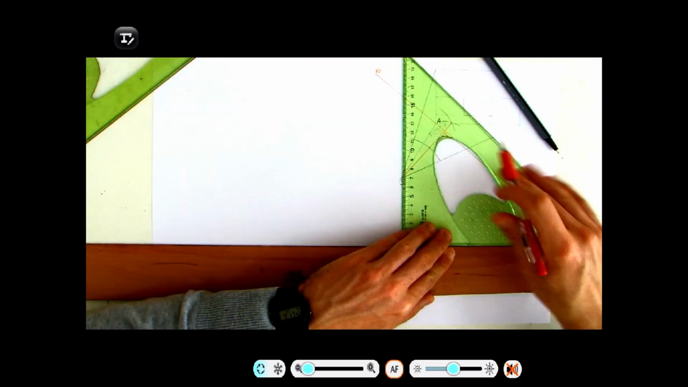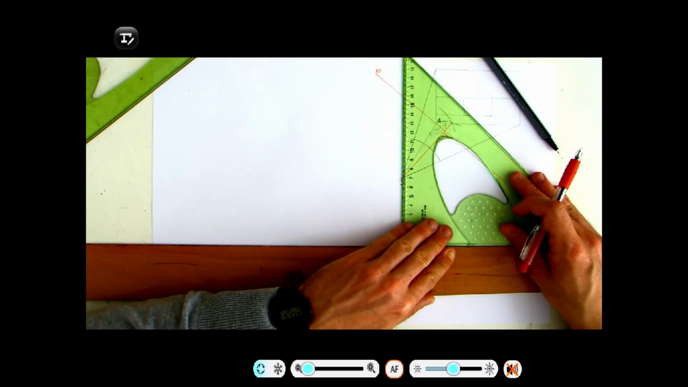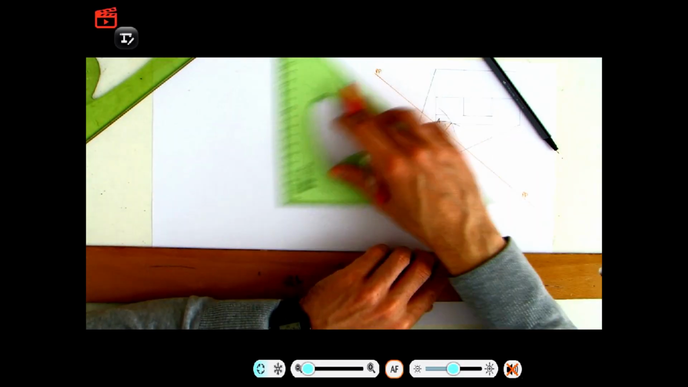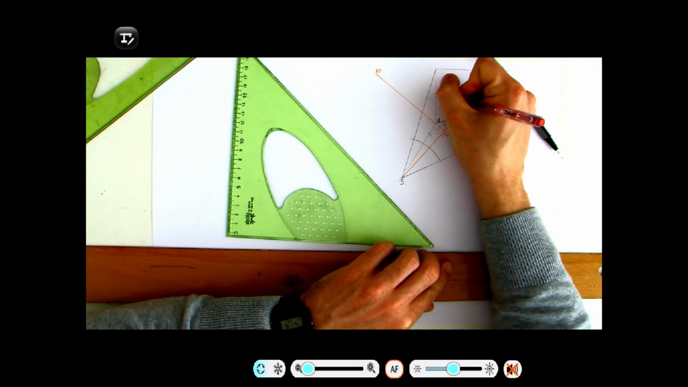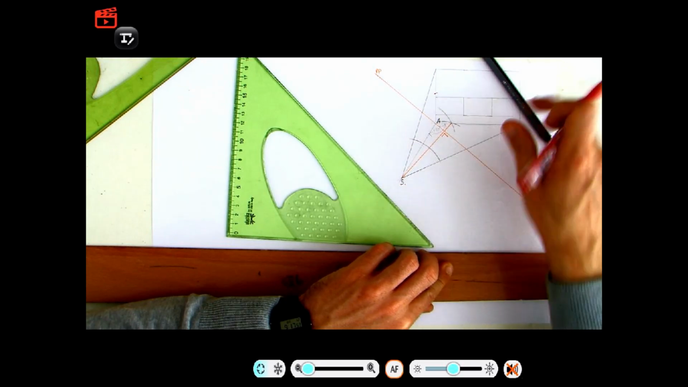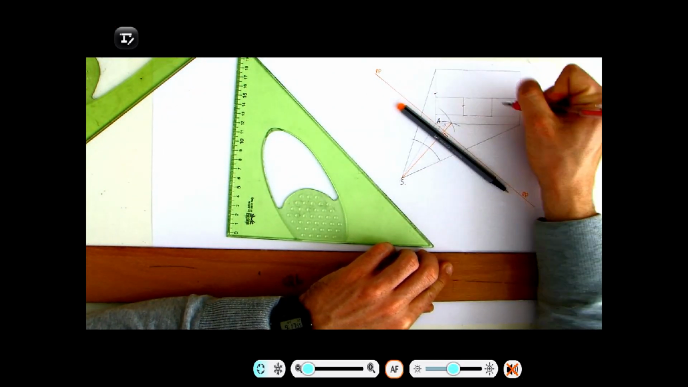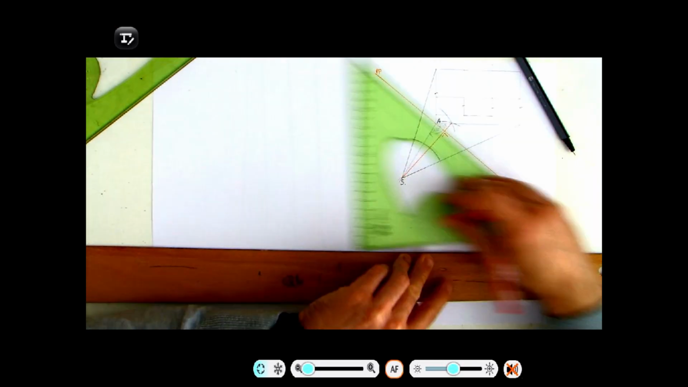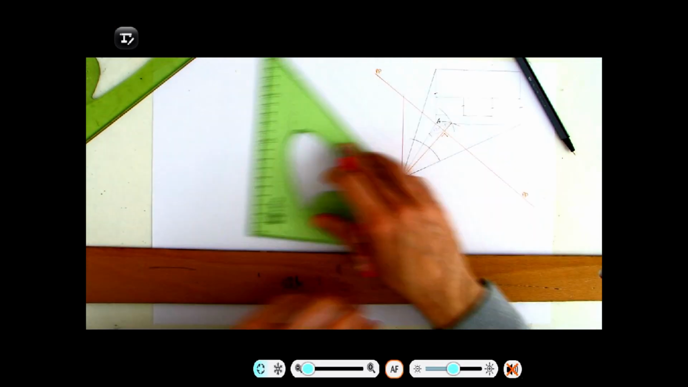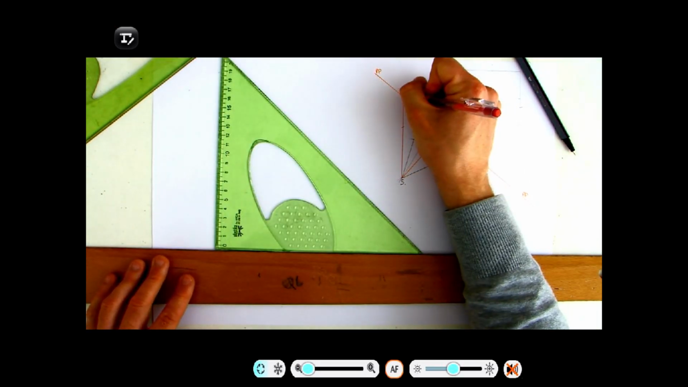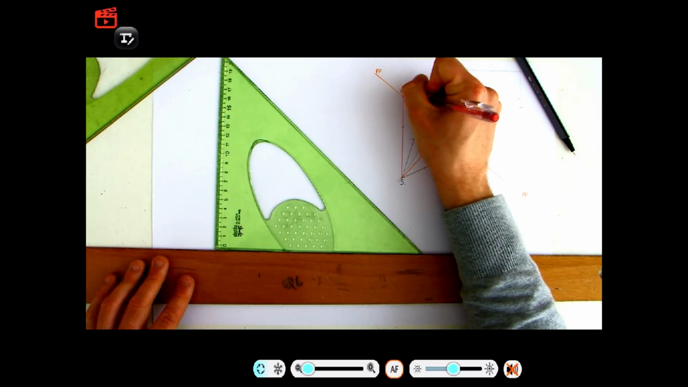Now, I'm going to find my vanishing point. Okay, so this line here is vertical. Vertical, vertical, vertical, vertical. These are all parallel to each other. My vanishing point is going to also be vertical. Okay, so that is also vertical. That is giving me VPL.